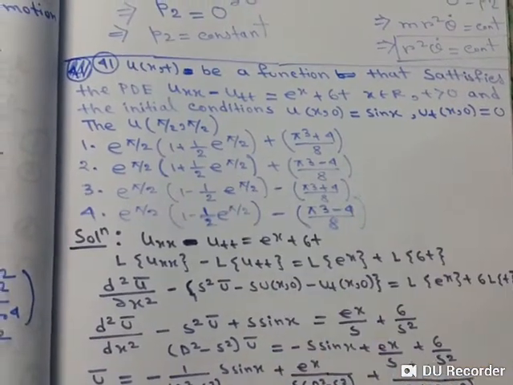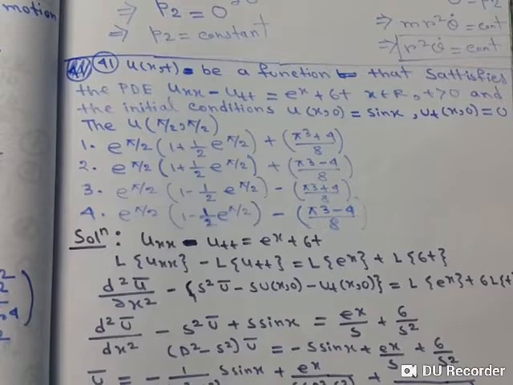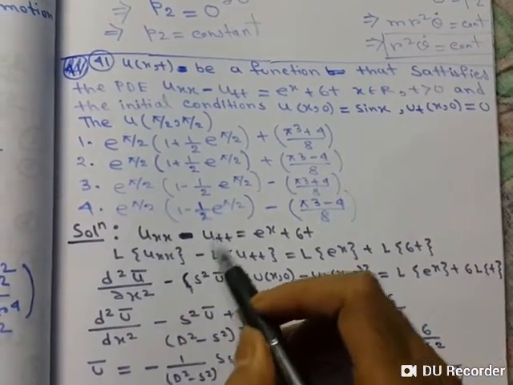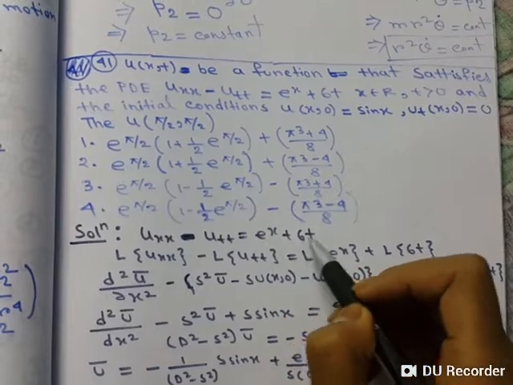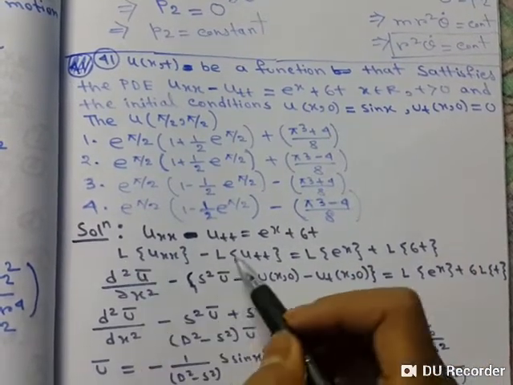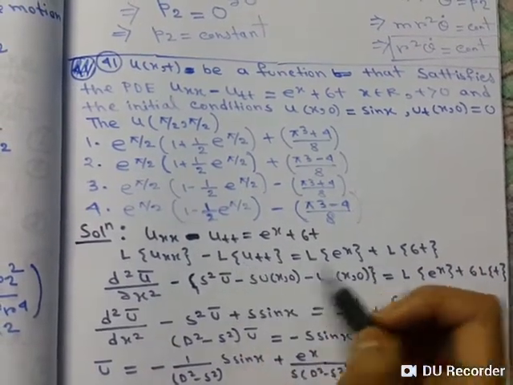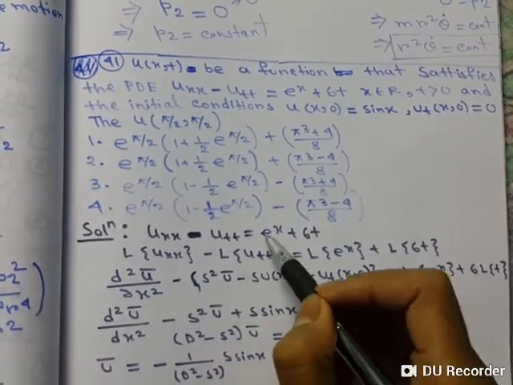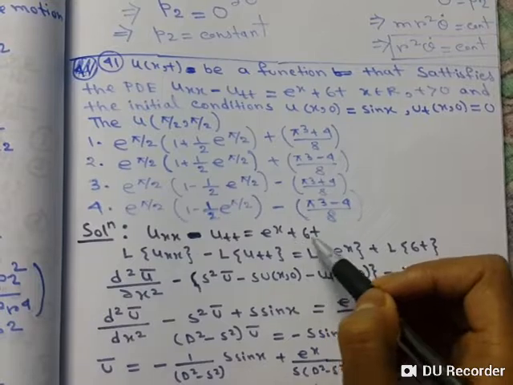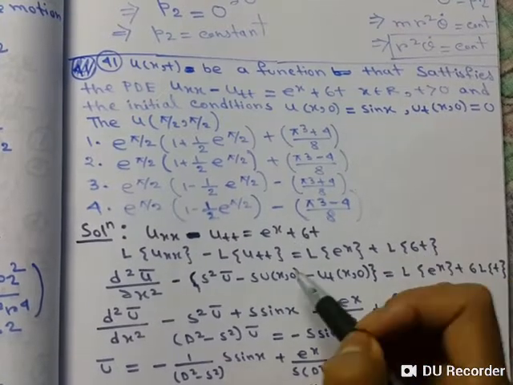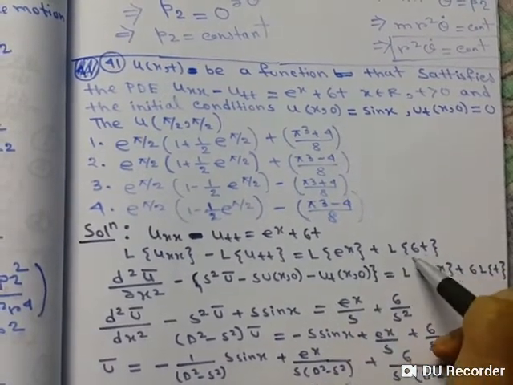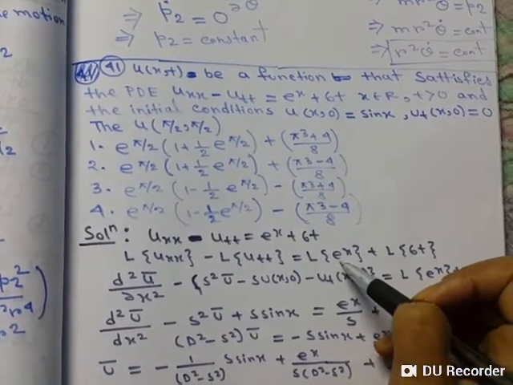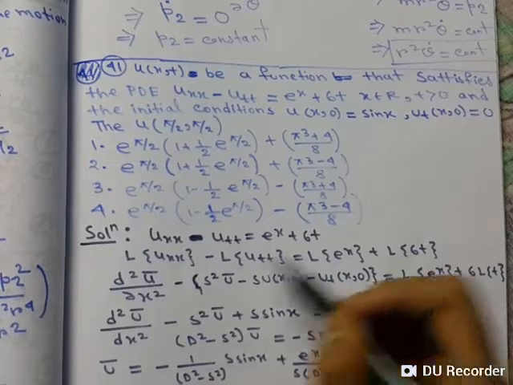So we use Laplace transformation to solve this question. Here u_xx minus u_tt equals e^x plus 6t. We take the Laplace transformation of both sides. Here e^x and 6 are constants, and we use the Laplace transformation with respect to t, so x is constant.